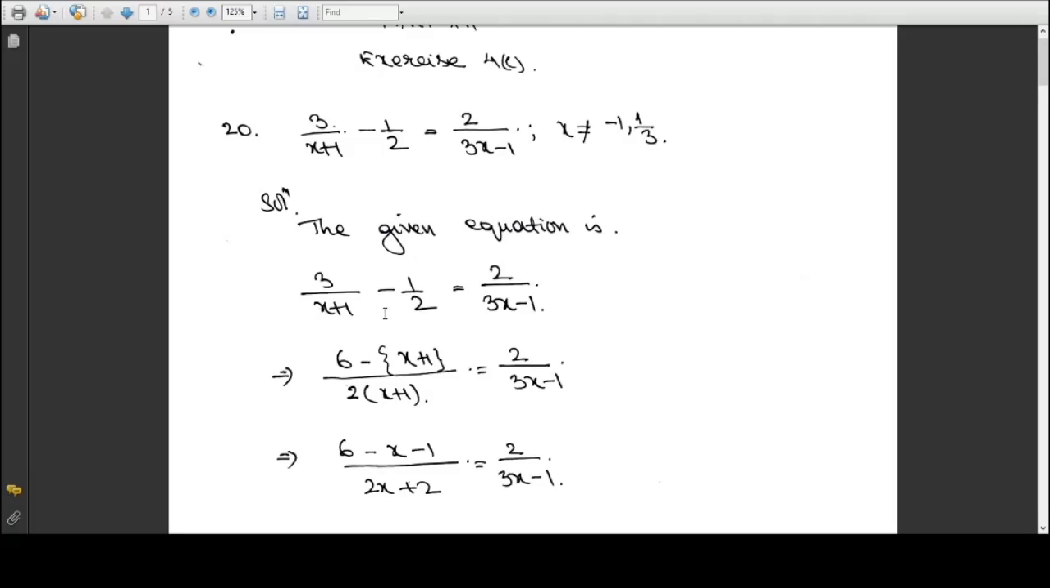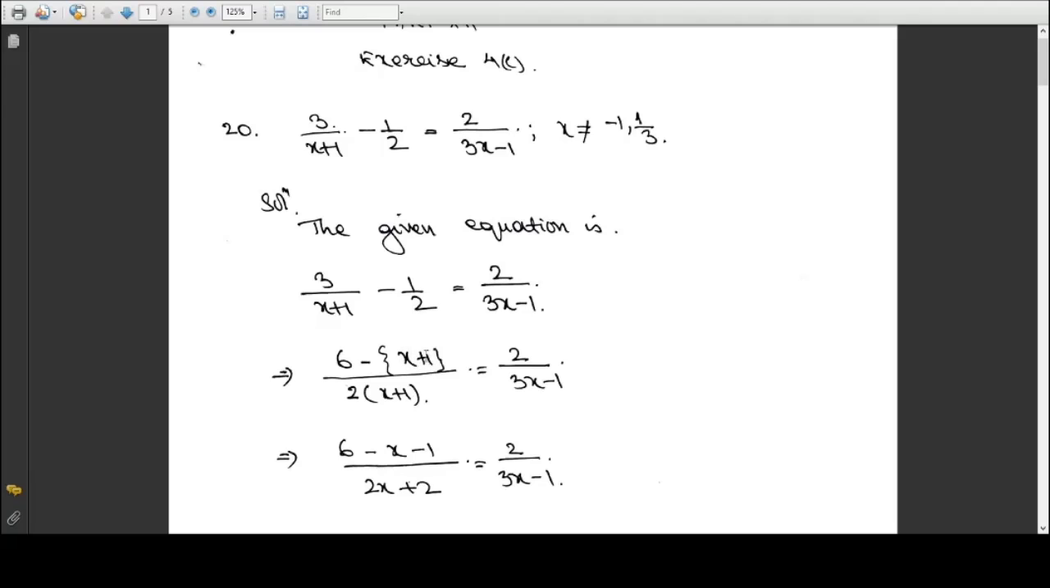is we have to find the LCM of the denominators, that is x plus 1 and 2, which is 2 multiplied with x plus 1. Now this LCM divided by the denominator x plus 1 will get cancelled. You will have 2, and 2 multiplied with the numerator 3 gives us 6. Then minus, again the LCM divided by the denominator 2 will get cancelled. You will have x plus 1, and x plus 1 multiplied with 1 is x plus 1 itself.